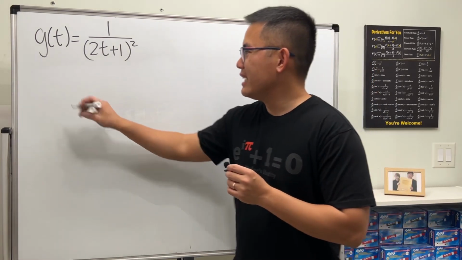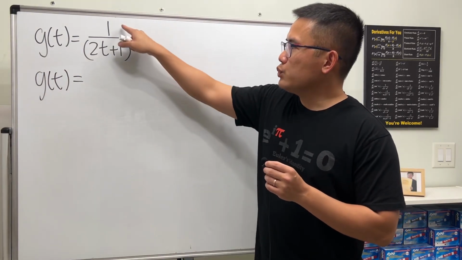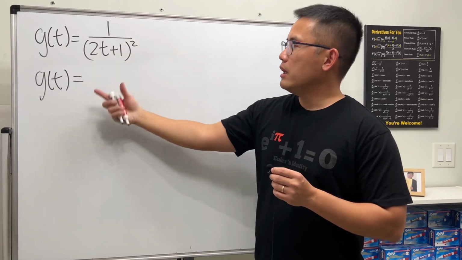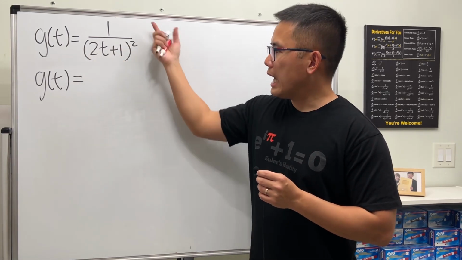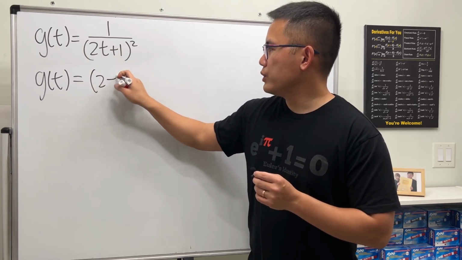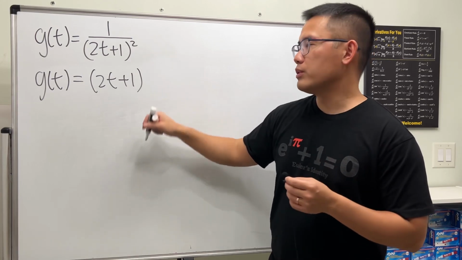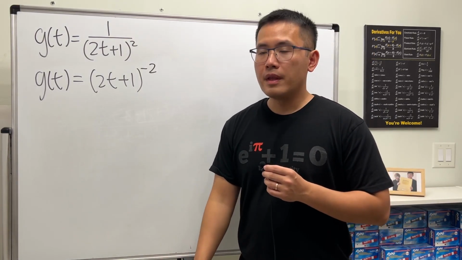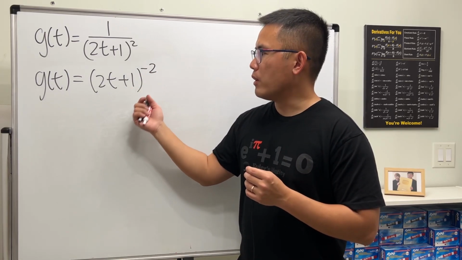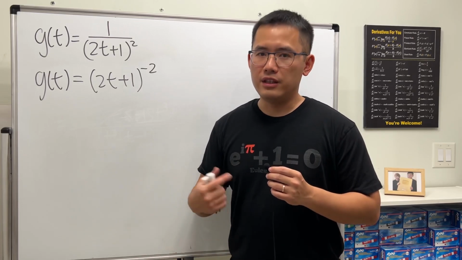Have a look. First off, g of t can be written as, because we only have a 1 on the top, and this is to the second power, we can bring this up, so we write 2t plus 1, and then make that negative exponent, so negative 2. So this and that are the same. Now we have this in the power form, and then of course we also have the inner function, so power rule first and then the chain rule.